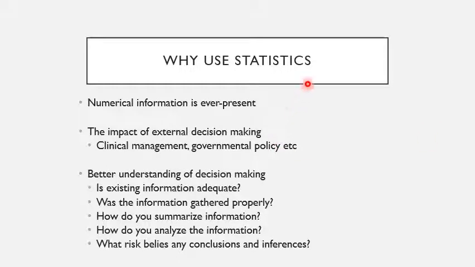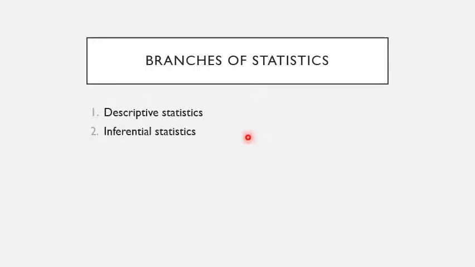So why do we need to use statistics? Because numerical information is ever present and impacts external decision making, such as government policy, clinical management, and also for better understanding of decision making. So in statistics, we have two types. It's either descriptive statistics or inferential statistics.